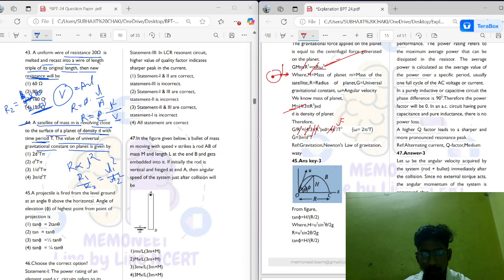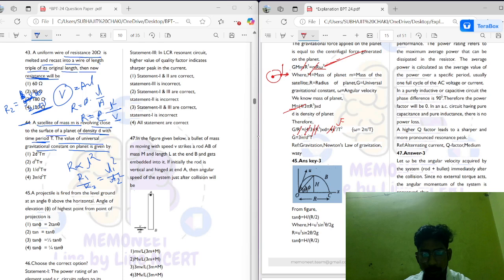Tan phi equals h, that is u square sin square theta, divided by r by 2, so 2h by r, that means 2 into this, over u square sin 2 theta. Okay, u square cancels out, 2 cancels out, sin 2 theta means 2 sin theta cos theta, so it is 1 by 2 tan theta. That will be the answer. Option number 3 is the answer.